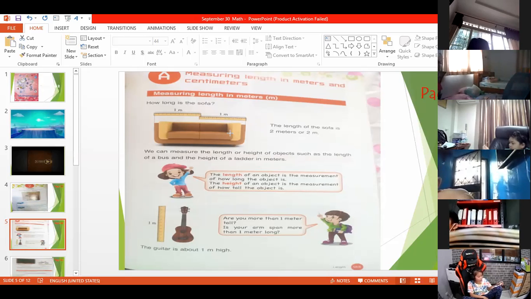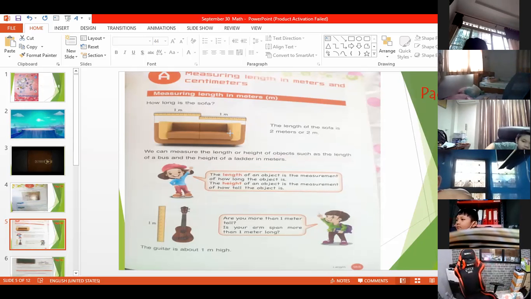Again, everybody, what is length? Can you explain to me what is length? It is how long it is. And the height is how tall it is. So here, we will continue.